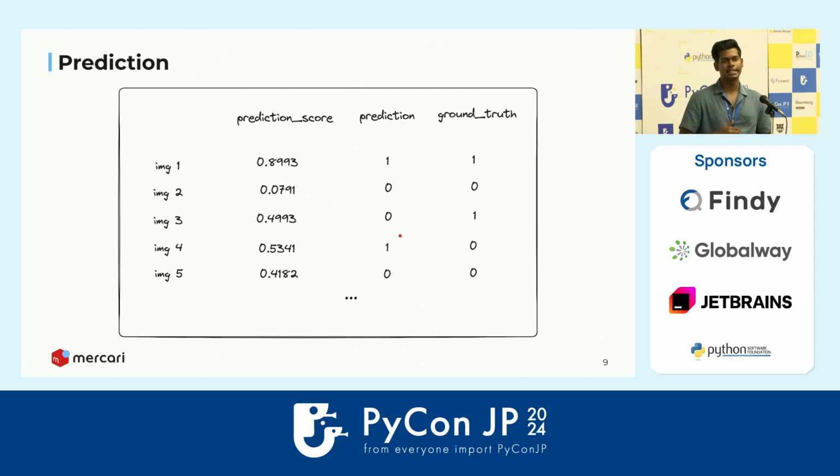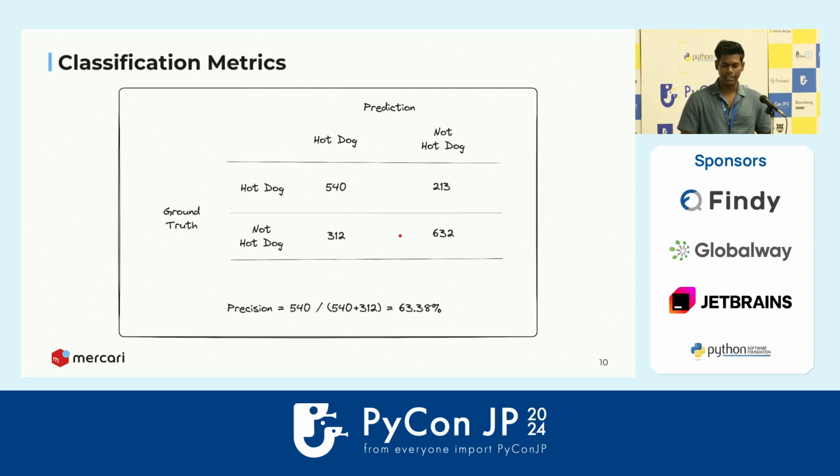So you can summarize these classifications as a confusion matrix, a 2D matrix, and you can say how many times the model predicted something was a hot dog and it was actually a hot dog, and how many times the model predicted something as a hot dog, but it was not actually a hot dog, right? Similarly, you can calculate other metrics as well.